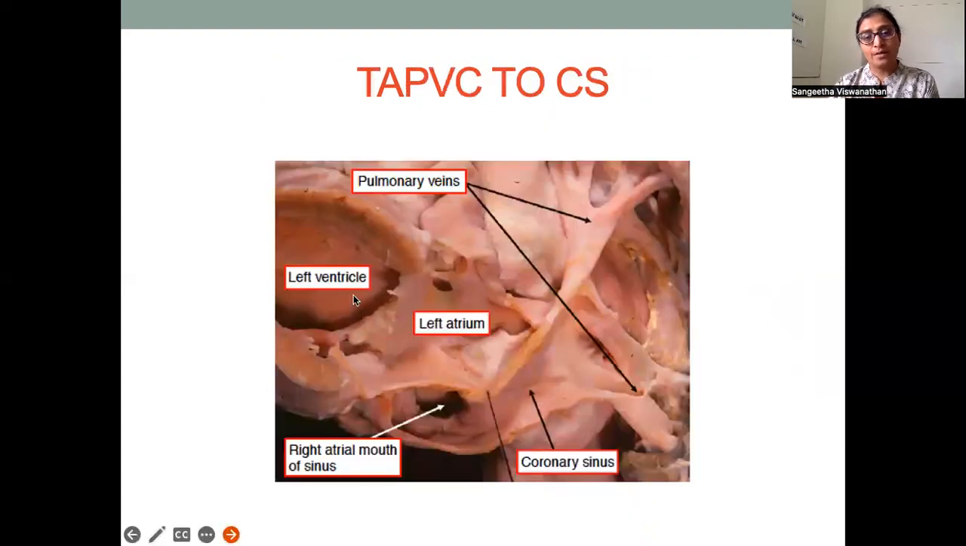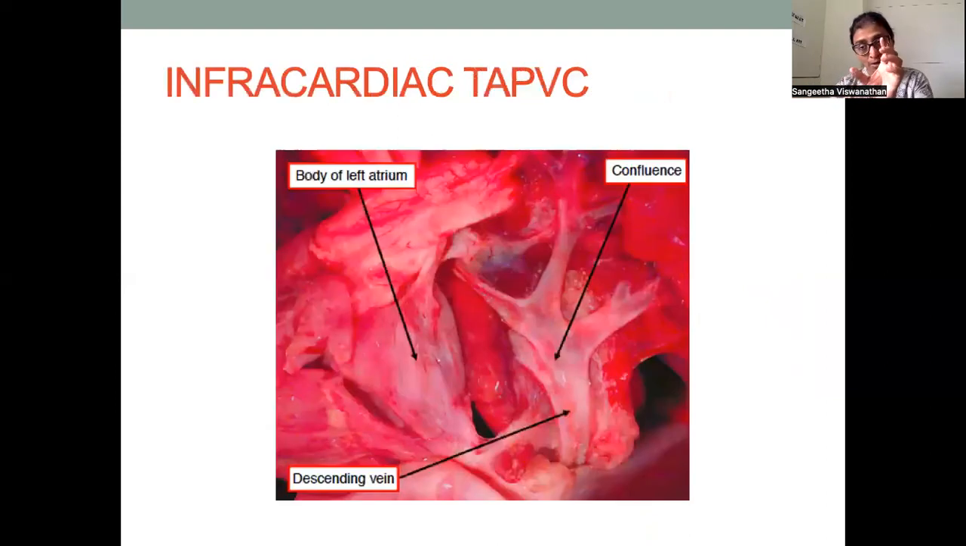Now here, this is another anatomical specimen where the veins are draining into the coronary sinus. So here they have opened out the coronary sinus, all the veins can be seen draining into them. So like I said, when you see a dilated coronary sinus and there is no LSVC, you have to make sure that the pulmonary veins are draining normally, because they could be draining into the coronary sinus.